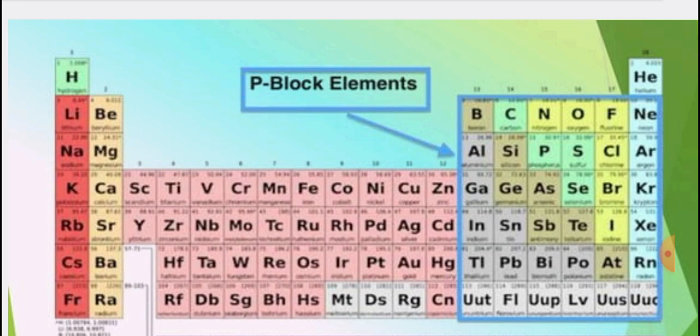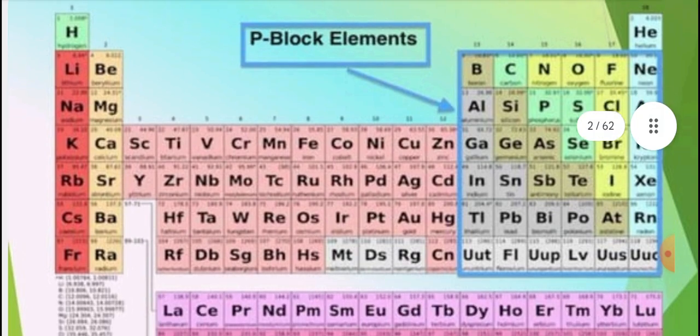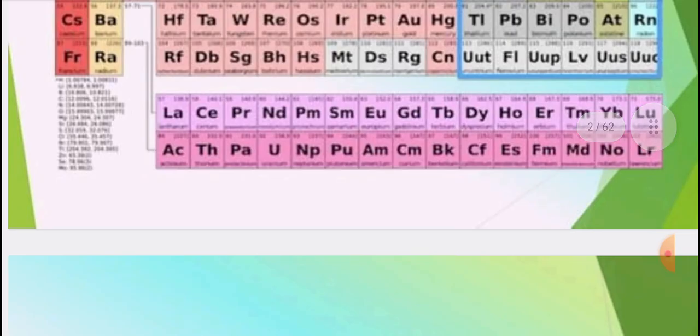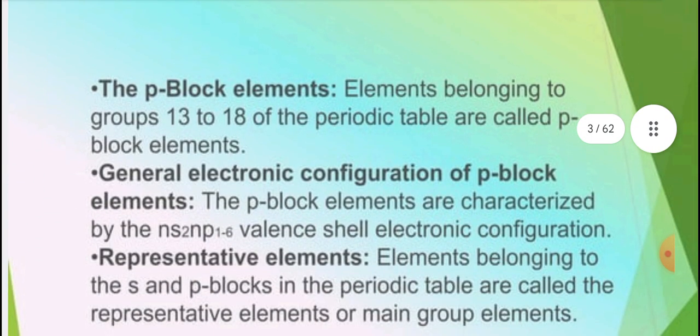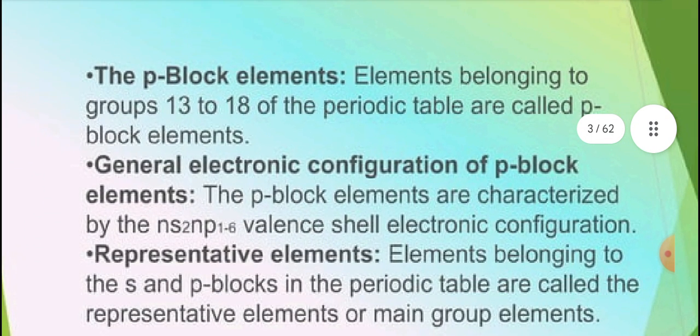So these are borderline elements which are typically non-metallic. These are not metals, however there are some metalloids that exist in them also, but these are typically non-metallic elements, so we can't say they are metals. They are basically non-metallic as well as metalloids. So P block elements, generally belonging to group 13 to 18 of the periodic table, are called P block.